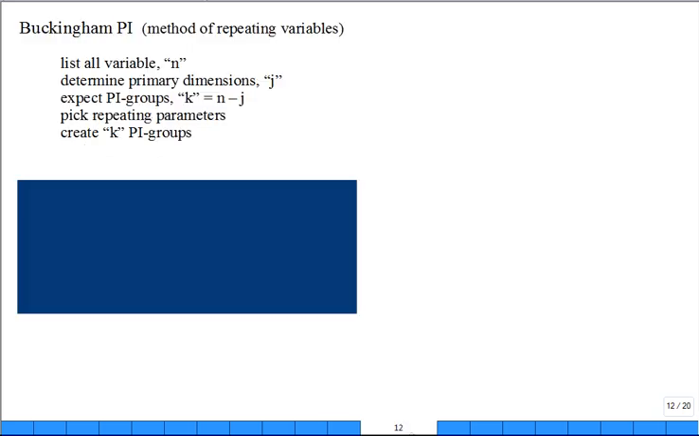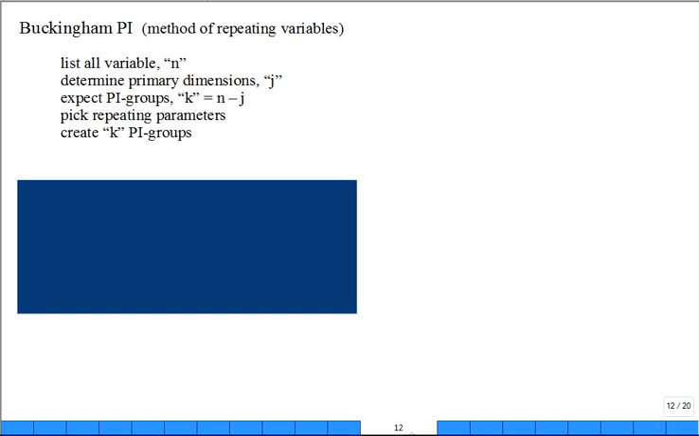So how do I do this when I don't have an underlying equation? I do it by the Buckingham pi method, or the method of repeating variables. It's described in the textbook. I'll give you a very short version of it and then we'll apply it.